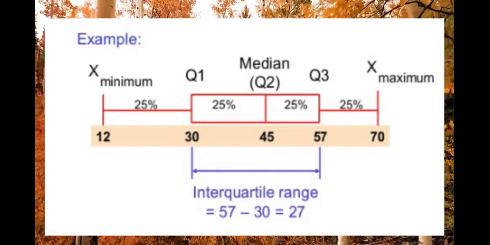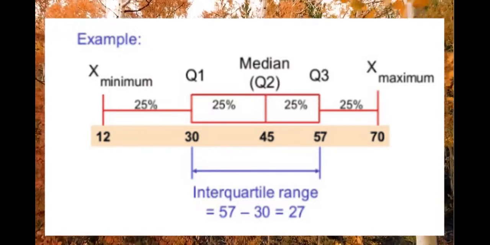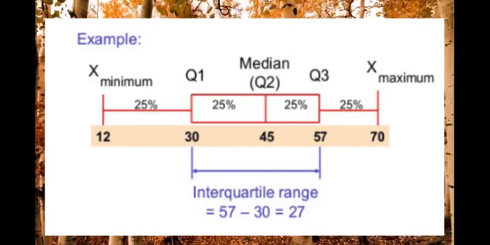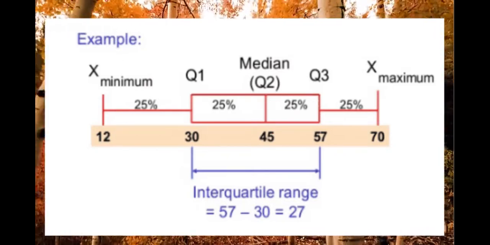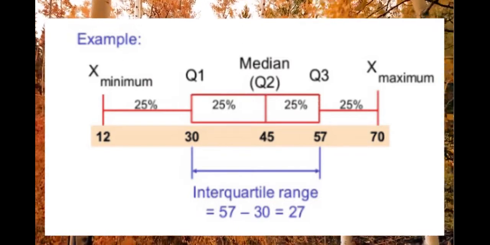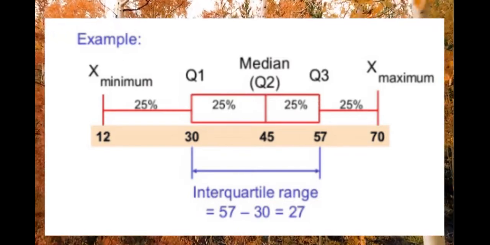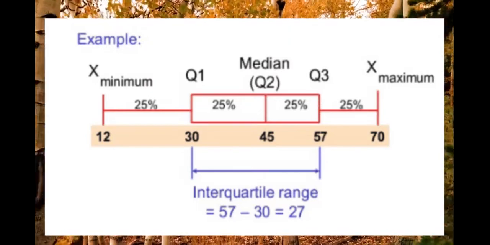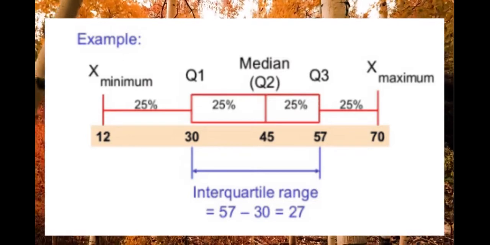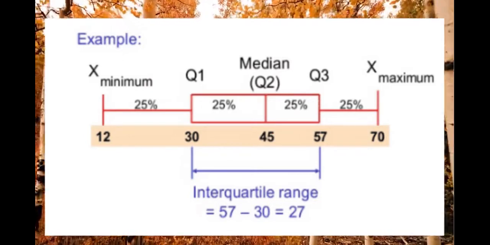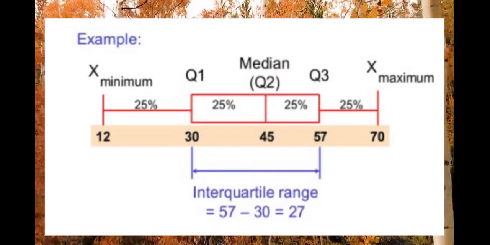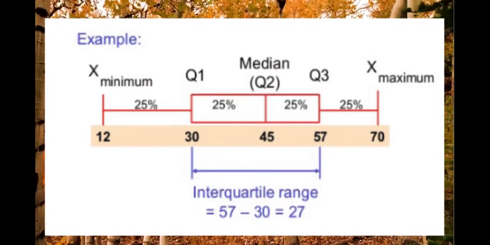Next we find the interquartile range, which is 57 minus 30, or quartile 3 minus quartile 1, which gives us 27. Since 27 is the interquartile range, we can multiply that by 1.5. That would give us 40.5. Now we have to add 40.5 to quartile 3, which would give us around 97.5. And any number greater than 97.5 is considered an outlier.